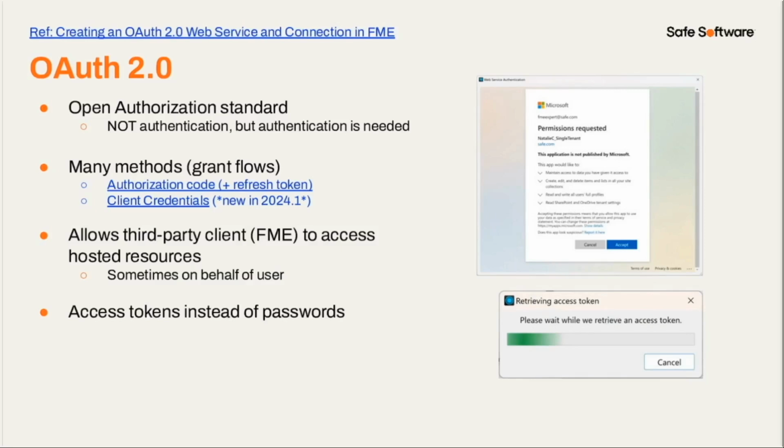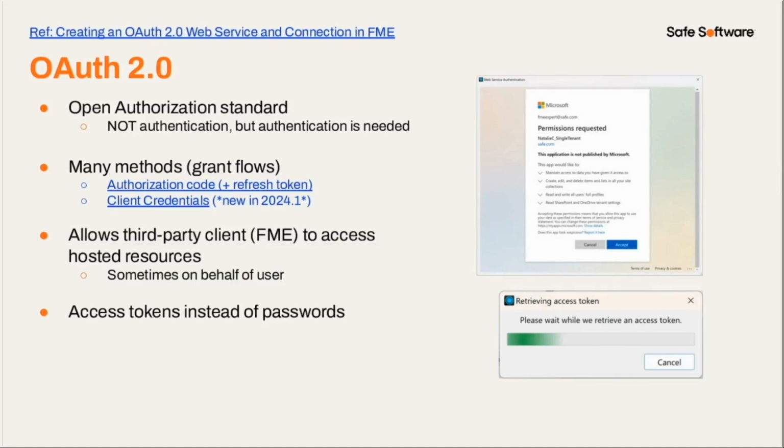And there are quite a few different flavors of OAuth 2.0, and these are called grant flows. But the two that apply to FME's SharePoint web services are the authorization code grant flow with a refresh token and the client credentials grant flow. I've linked more information about these two grant flows in the slide. Just note that client credentials is only supported for FME Form 2024.1. It's a new feature.